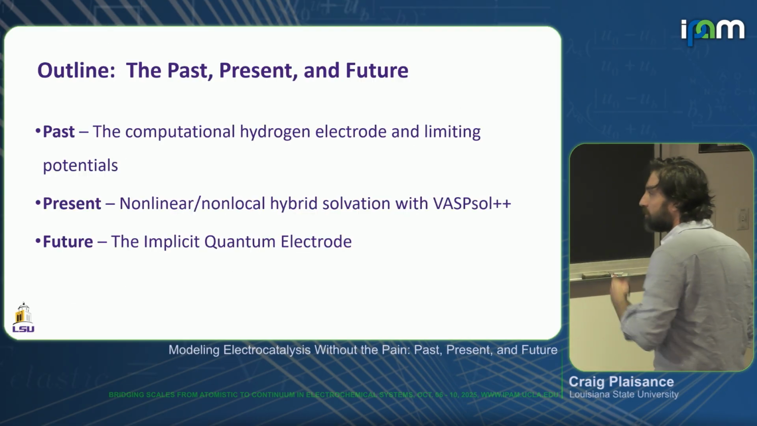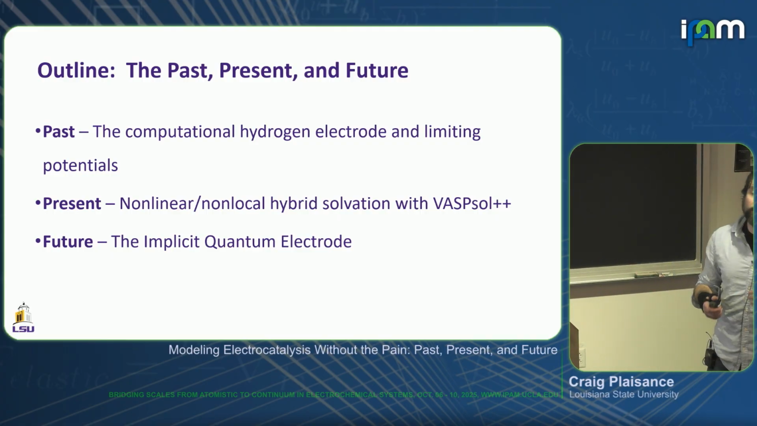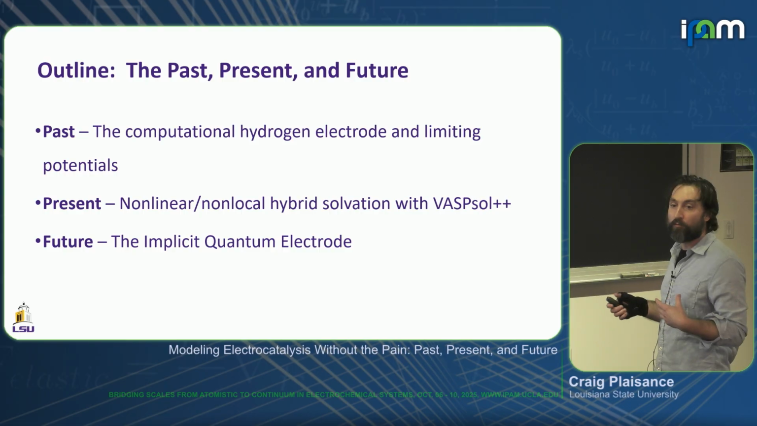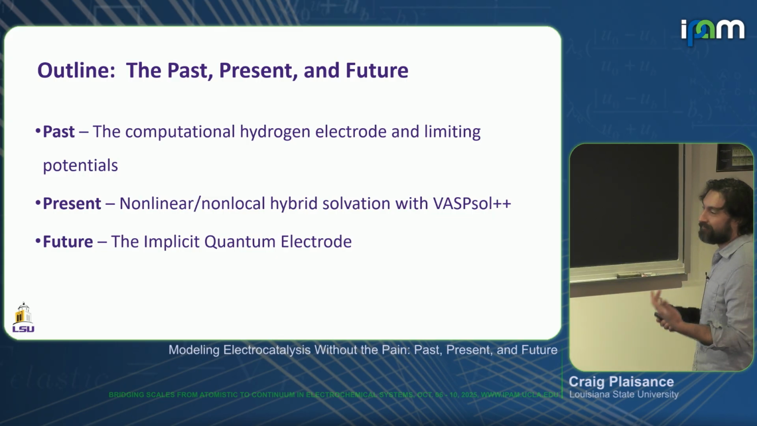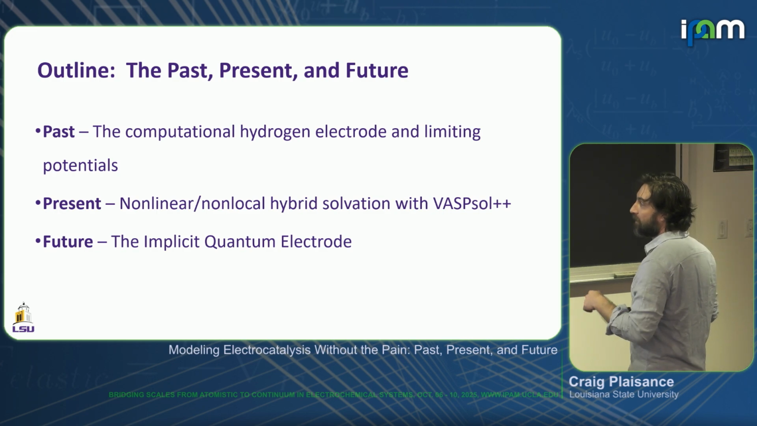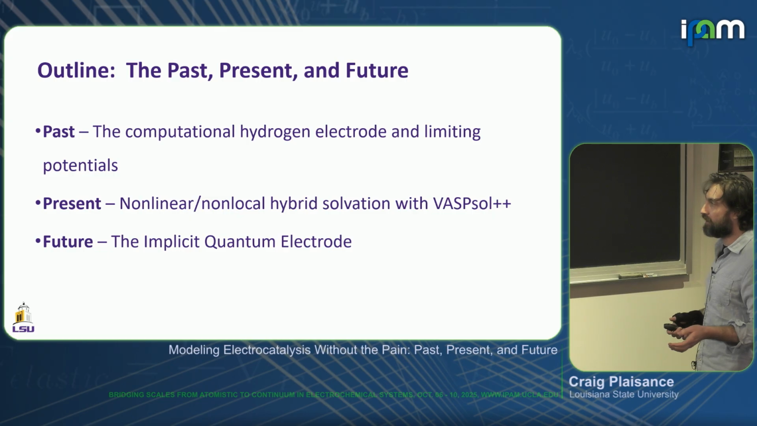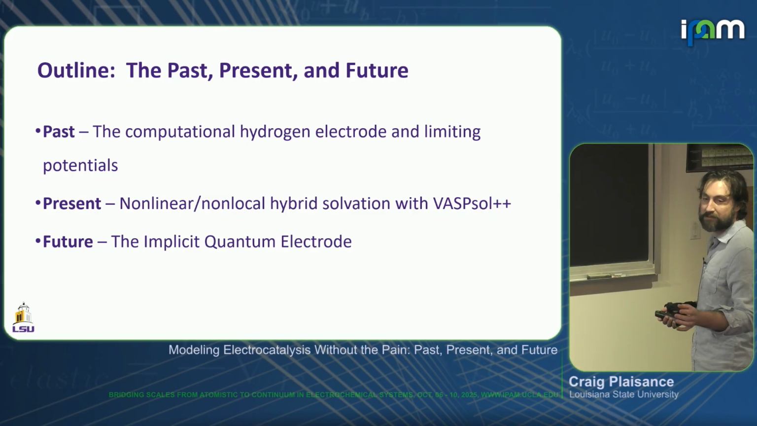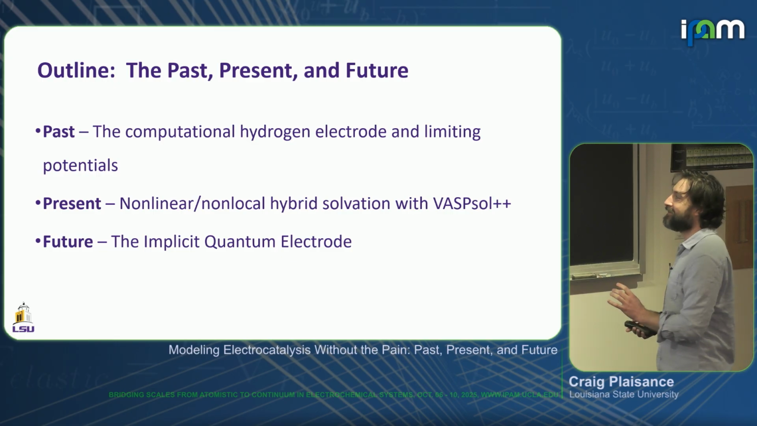So the way I've structured my talk is the past, present, and future. The ways that we've tried to overcome this and actually do something to model electrocatalysis and get something that we can get insights out of or just publish. So I'm going to start with the past, the computational hydrogen electrode, limiting potentials. Karsten touched on it. It's going to be very brief because it is in the past, and I prefer the past stay in the past.